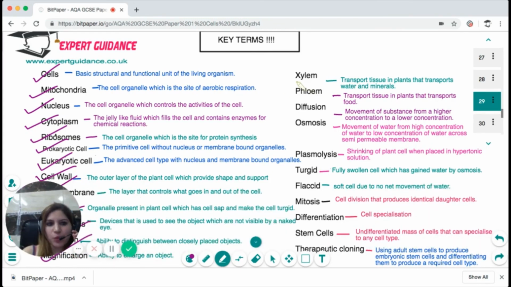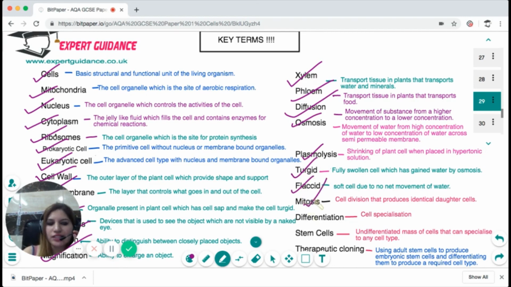Xylem is a transporting tissue that transports water and minerals. Phloem transports food. Diffusion is the movement of substances from higher concentration to lower concentration. Osmosis is the movement of water molecules from a region of high concentration of water to low concentration across a semi-permeable membrane. Plasmolysis is the shrinking of a plant cell when placed in a hypertonic solution. Turgid is a fully swollen cell which has gained water by osmosis. Flaccid is a soft cell due to no net movement of water.